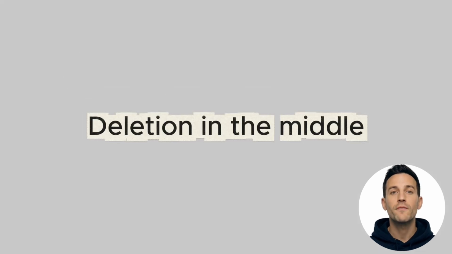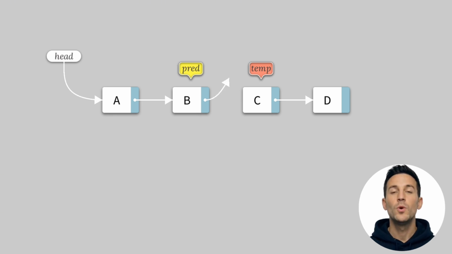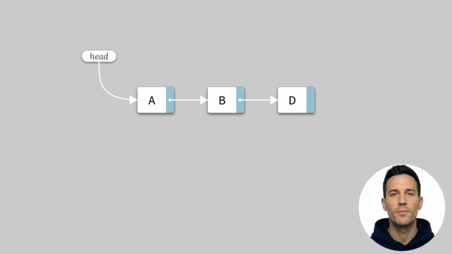Now let's remove a node from the middle. Say we want to delete node C. Same approach. We use pred and temp. We move them through the list until temp points to node C, the one we want to delete. The node we want to delete is found, and having a reference to the node before it, that's what makes the deletion possible. We take node B and redirect its link, skipping over node C, pointing straight to what comes after it. Nothing points to node C anymore. It's isolated. And when a node has no incoming links, it's considered removed from the list.